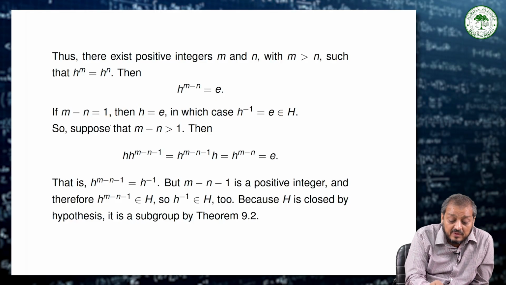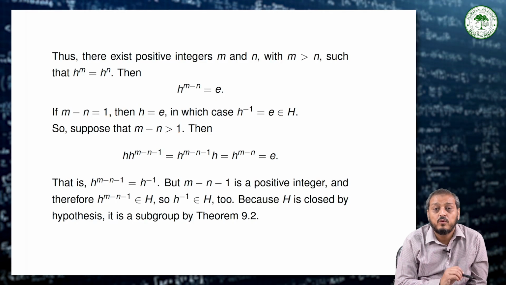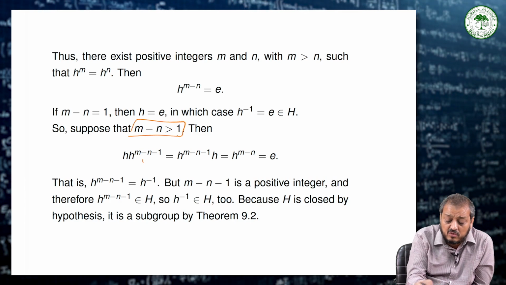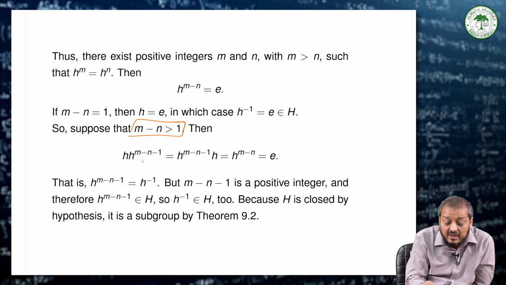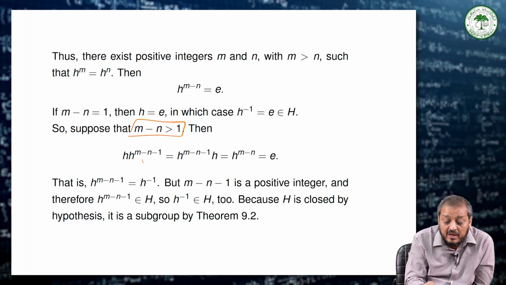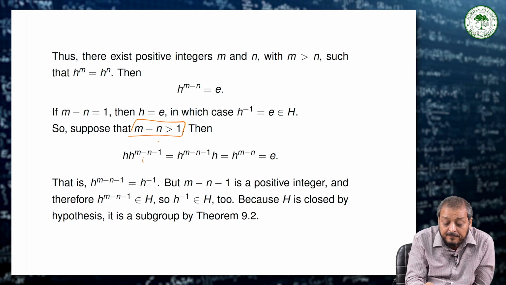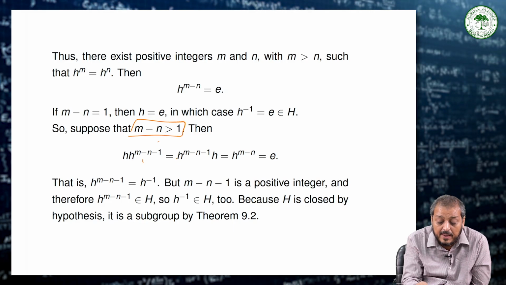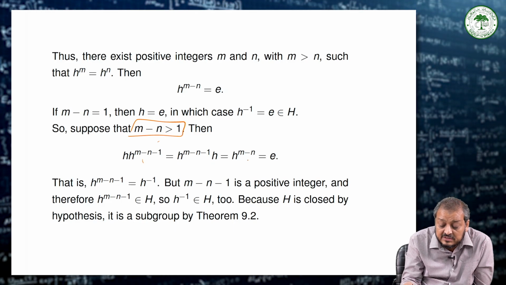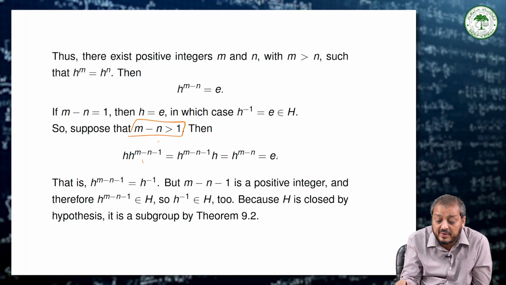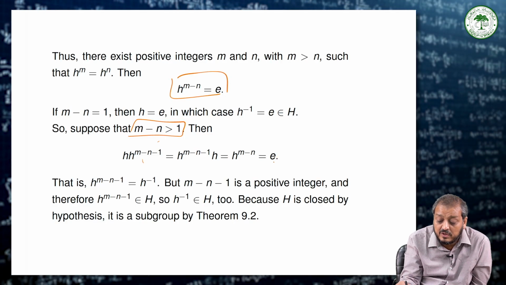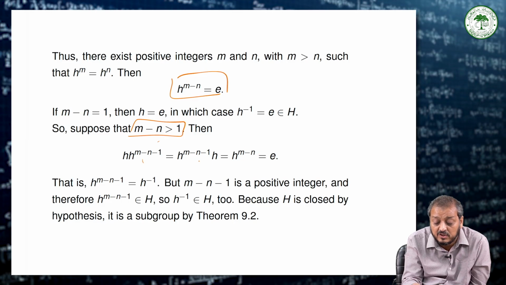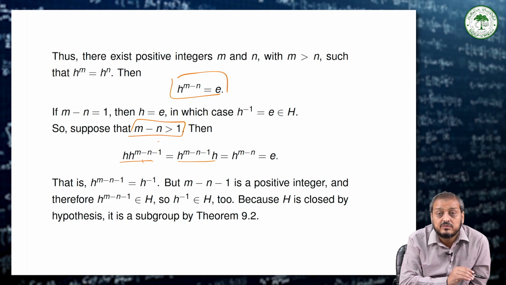Now suppose m minus n is greater than 1. If m minus n is strictly greater than 1 (the case of equal to 1 we have done already), then this can be written as a h to the power m minus n minus 1, which can also be written as h to the power m minus n minus 1 times h, and this is nothing but h to the power m minus 1. So we can write E is equal to h to the power m minus 1 in this form.